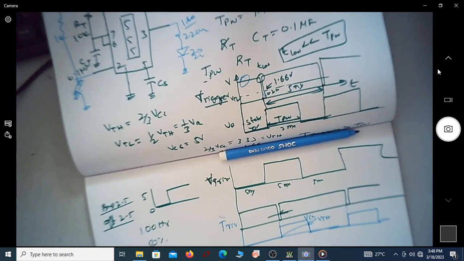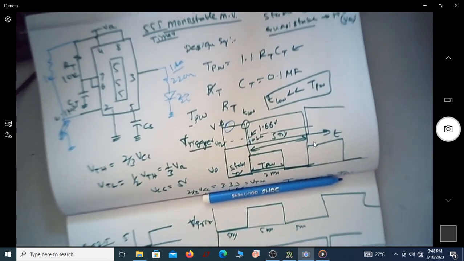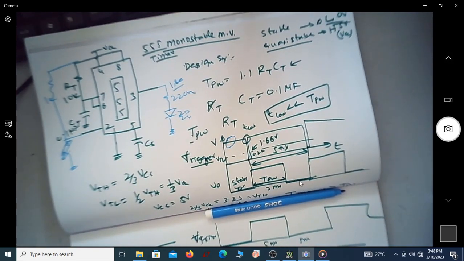I hope that is going to serve some purpose for your understanding of 555 timer.